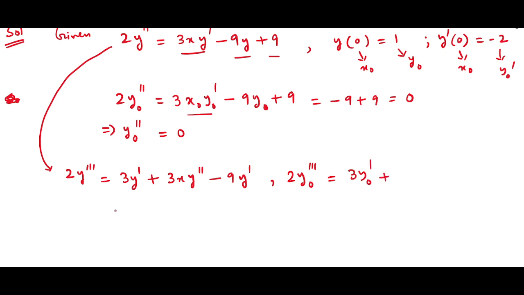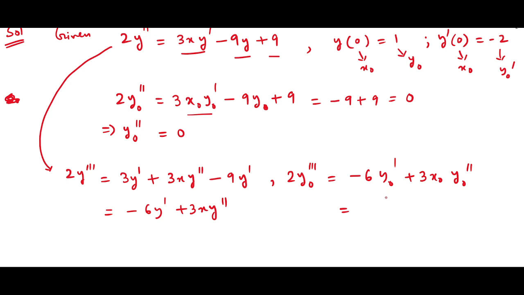Okay, so you can modify it a little bit now. These two terms are same. So it's 6y dash plus 3xy double dash. So this particular term now will become 6y naught dash plus 3x naught y naught double dash.